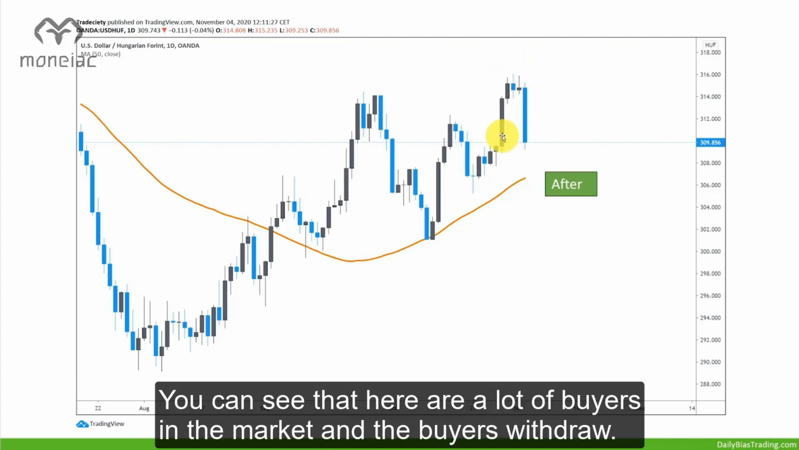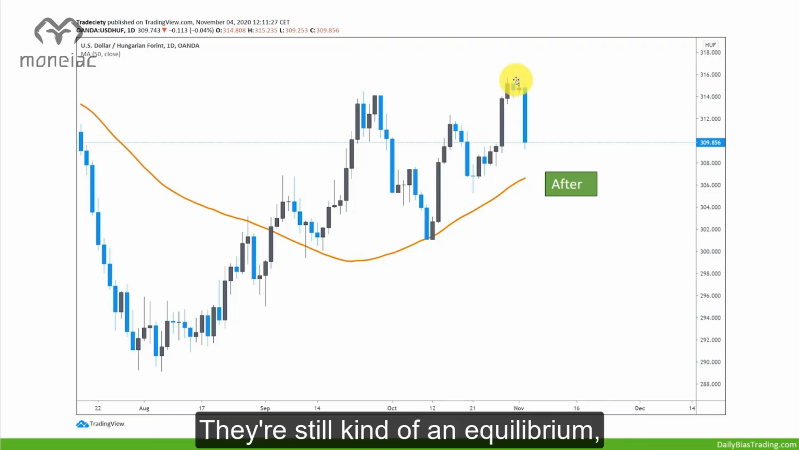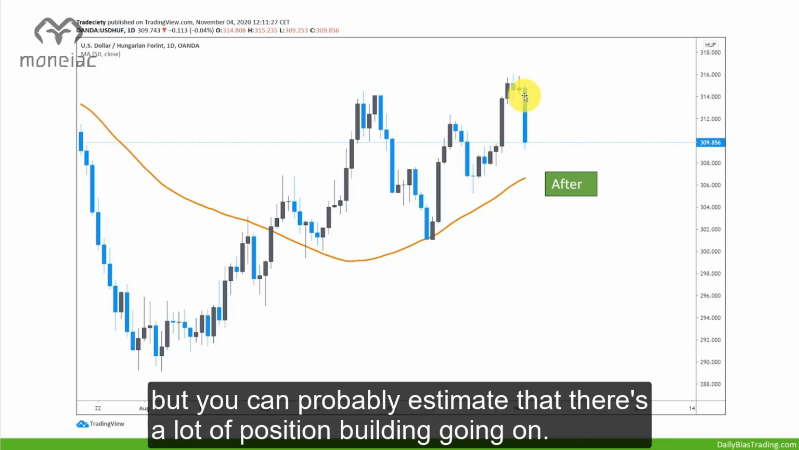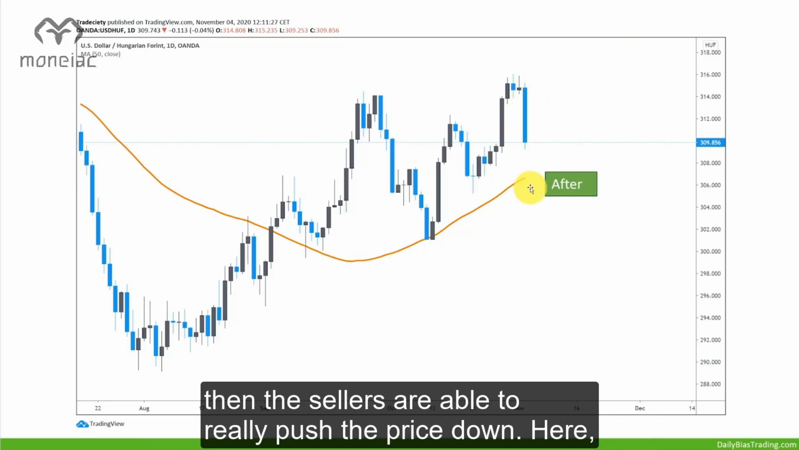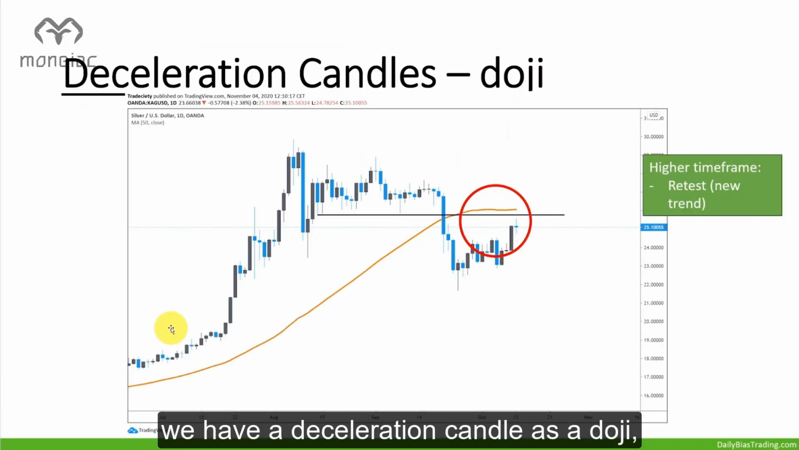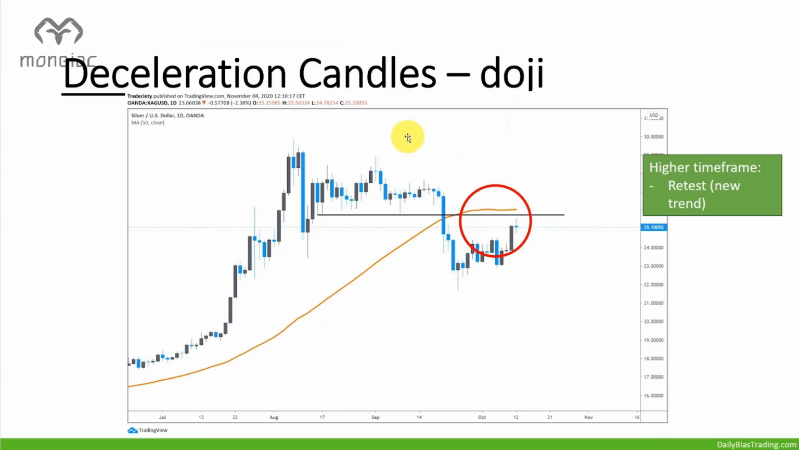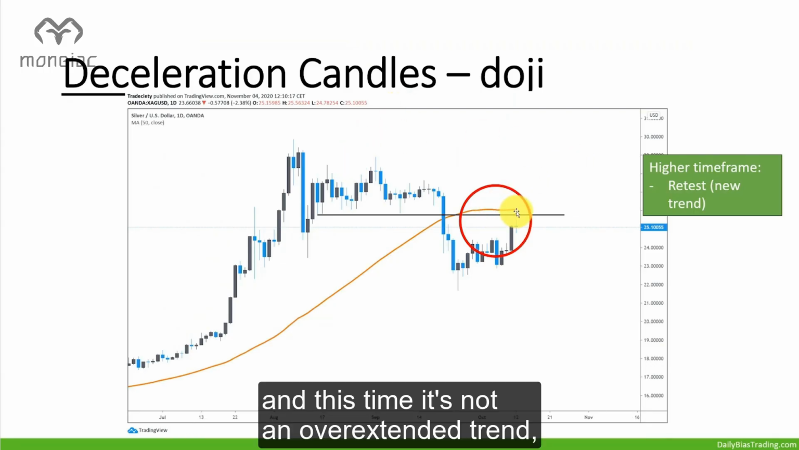You can see that here are a lot of buyers in the market and the buyers withdraw. There's still kind of an equilibrium, but you can probably estimate that there's a lot of position building going on. The buyers and the sellers are battling, and once the buyers withdraw, then the sellers are able to really push the price down.